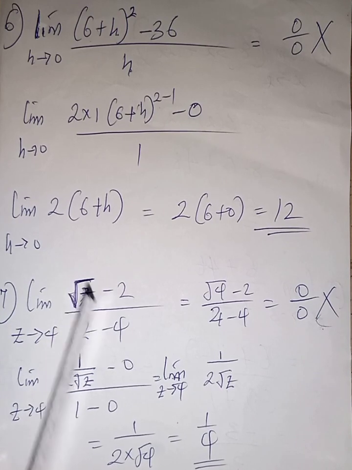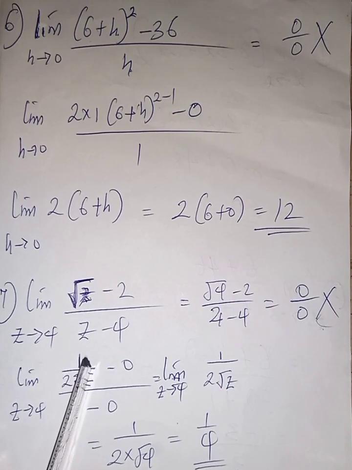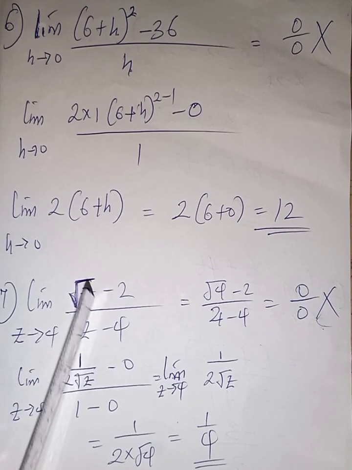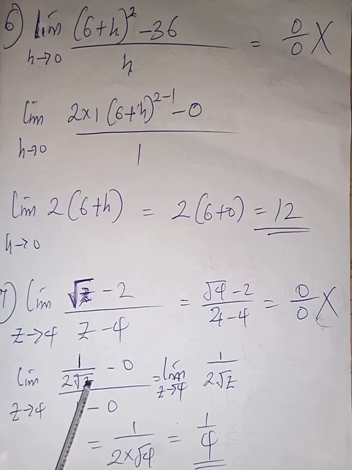Differentiate inside this root. You're going to have 1 over, then divide the answer you get by this same expression multiplied by 2. That's why we have 2 times the root.